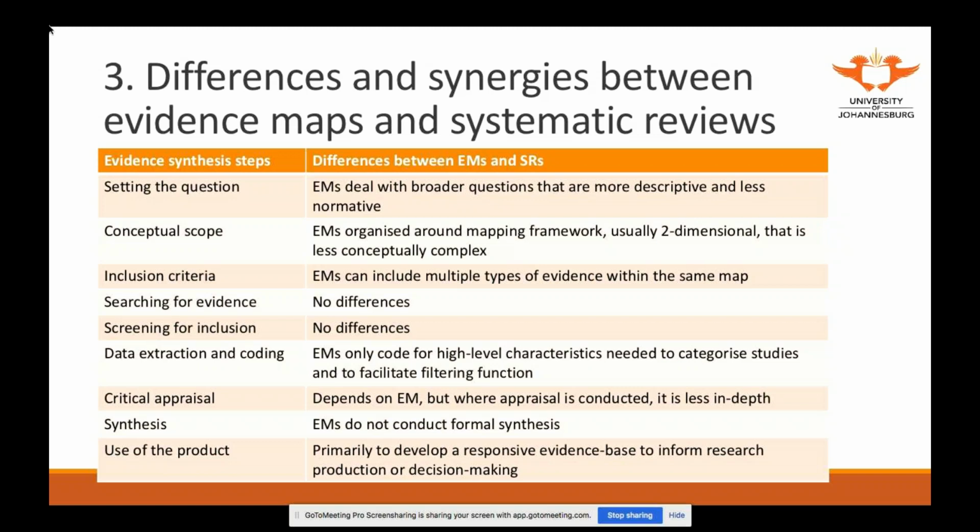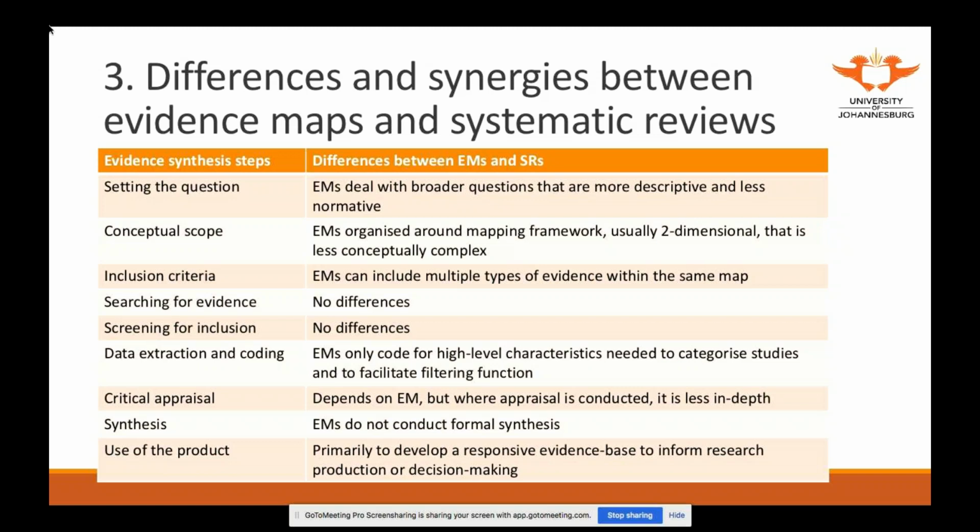In this definition, I think evidence maps really are primarily to develop a responsive evidence base to inform both future research production as well as decision making. It is not this normative use of one product that gives you the answer to a certain policy question.